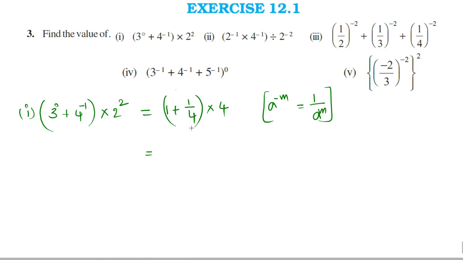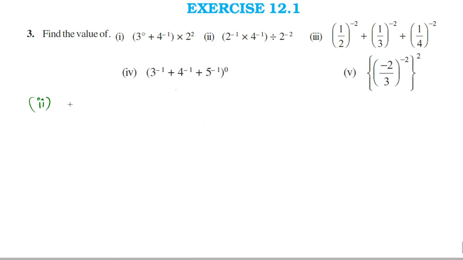We can do this as a mixed fraction. So 4 into 1, 4 plus 1, 5. So 5 by 4 times 4. Now 4 and 4 get cancelled. The answer is equal to 5. That is the answer for the first problem. Let us go to the second problem.